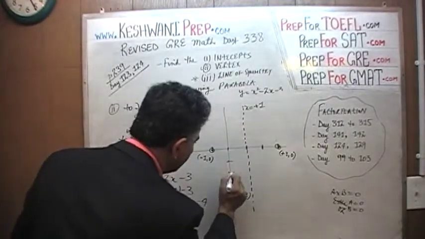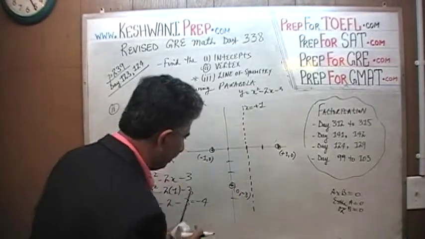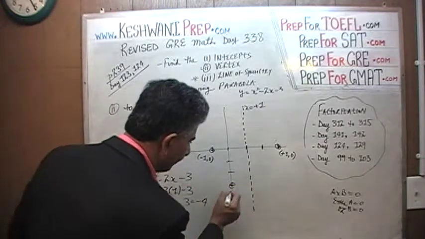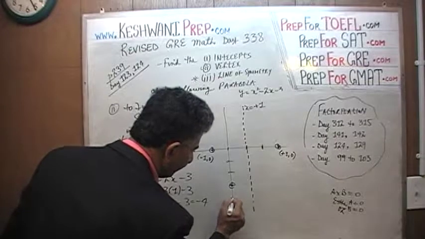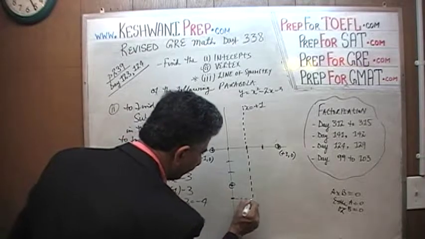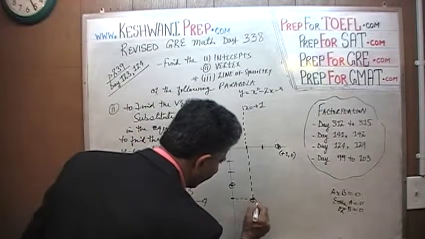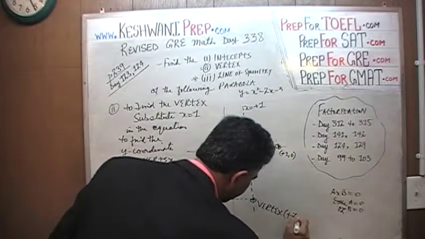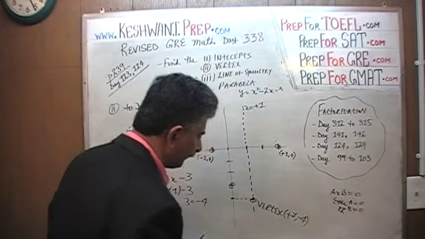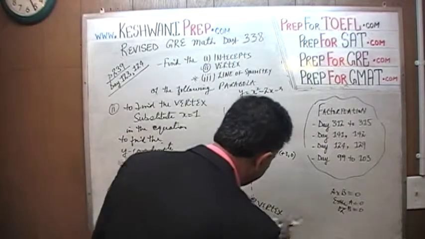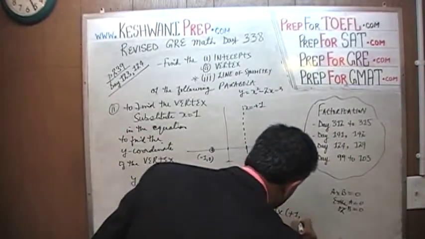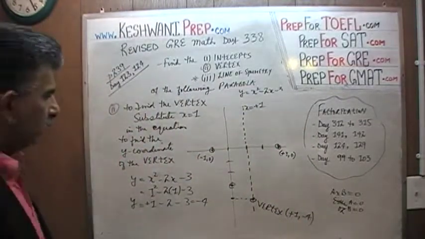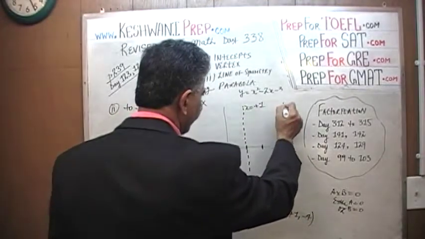This is 1, 2, 3, so 4 is going to be down here somewhere. Let me erase this part here, it's in the way. So this is the y-intercept, and this is negative 4 here. This is the vertex. The vertex is positive 1 and negative 4. That's it, we're done. Our parabola that we're looking for looks something like this.